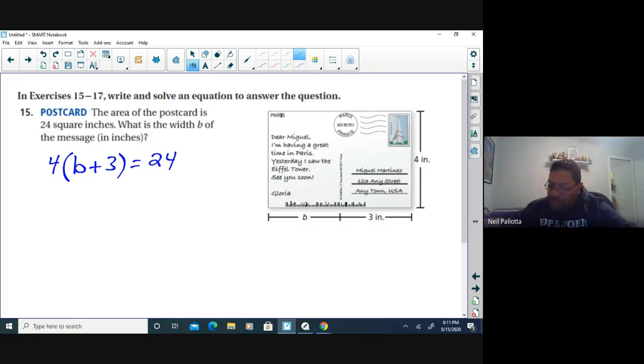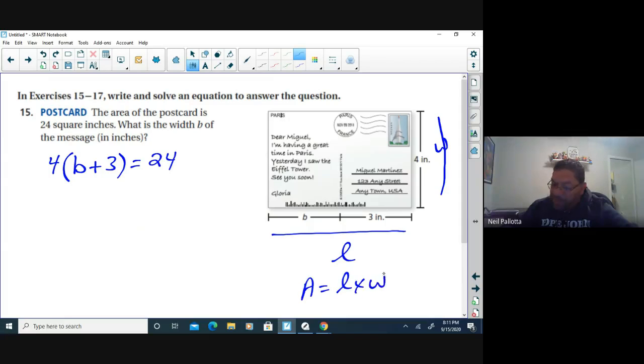There's our equation. This is our length, B plus 3, that's our length. This is our width, right? This is L. This is W. We know that area of a rectangle is equal to L times W. So we write an equation that says that. This is our W, this is our L. Use the distributive property. 4 times B plus 12 is equal to 24.